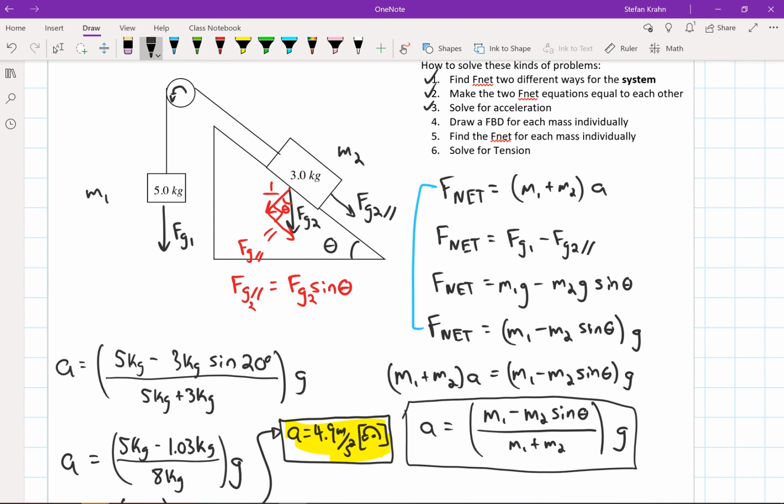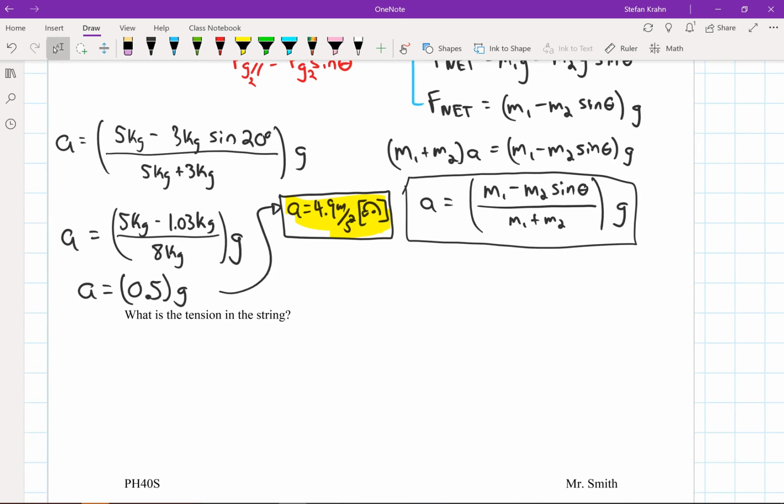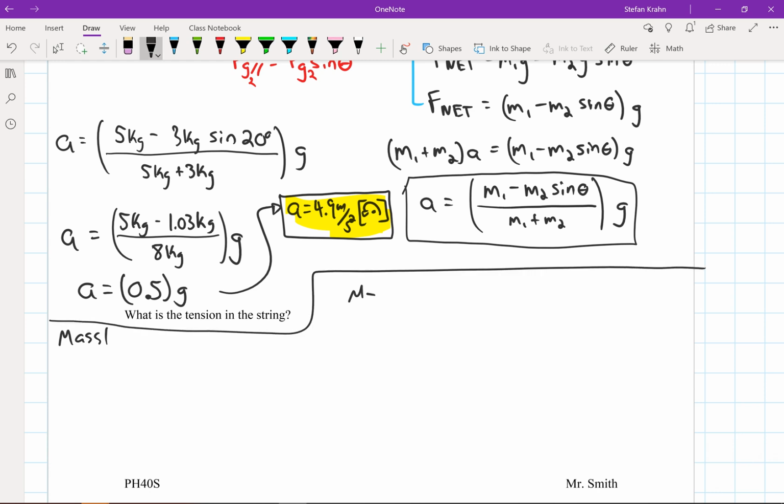Next one. Draw a free body diagram for each mass individually. Okay, so I'm going to be doing that down here. Again, I'll have mass 1 and mass 2. I'm going to give myself a little bit more space for mass 2 just because I have it.